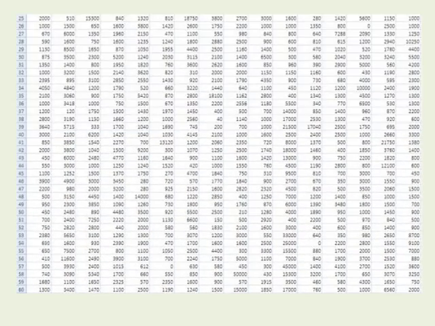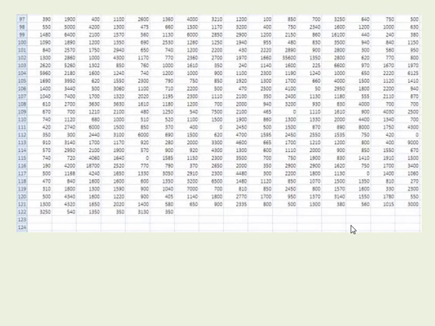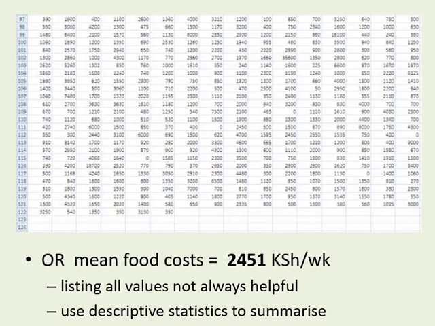So in many situations, instead of presenting that in an article or a presentation, you might be better advised just to present an overall average or mean. So the mean food cost for these Kenyan households is 2,451 Kenyan shillings per week. That works out at roughly £18 a week, or 20-something dollars. So it's not always useful to give all the information, all the data, all the values. Sometimes it's useful just to give a few descriptive statistics to round it all up into a simpler and easy to digest form like this.